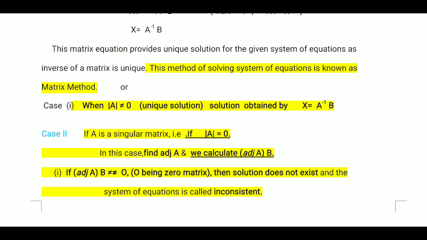Briefly we can see that case first, if the determinant value of A is non-zero, it means the system has a unique solution, and the solution will be obtained by X is equal to A inverse B.